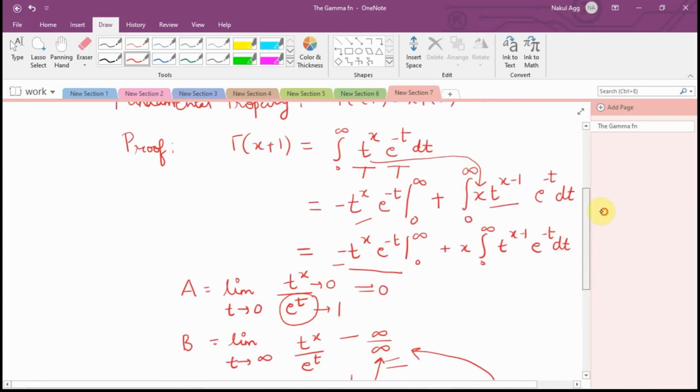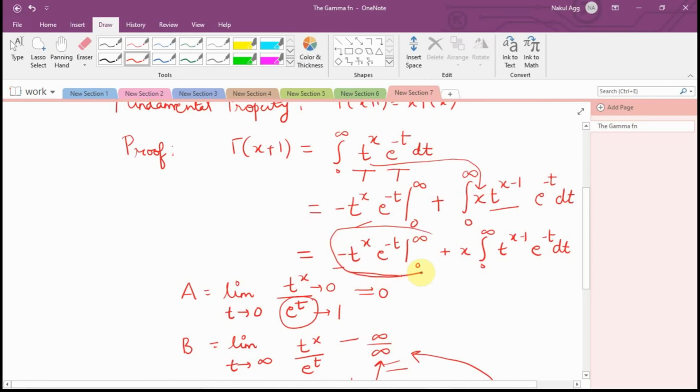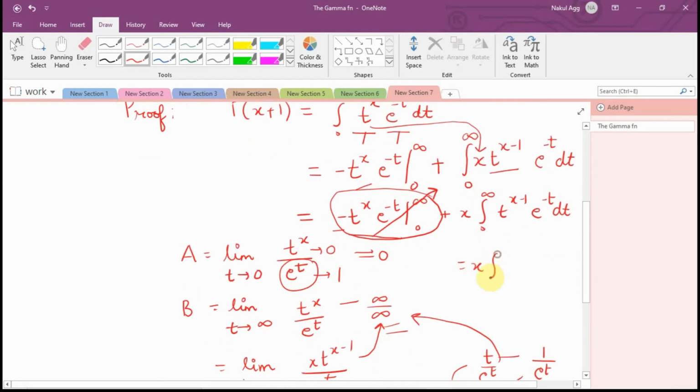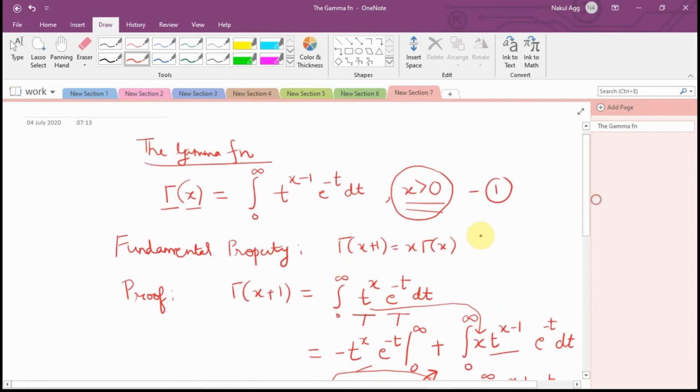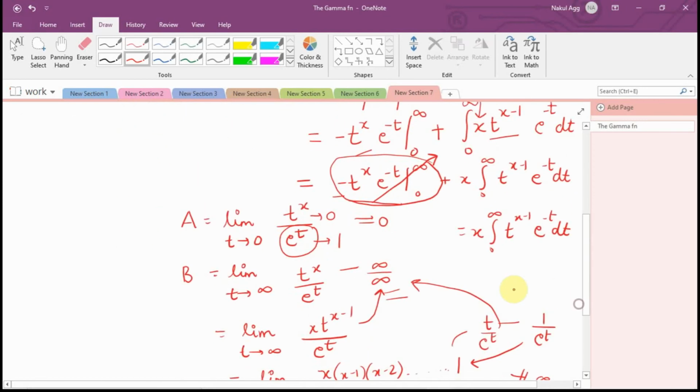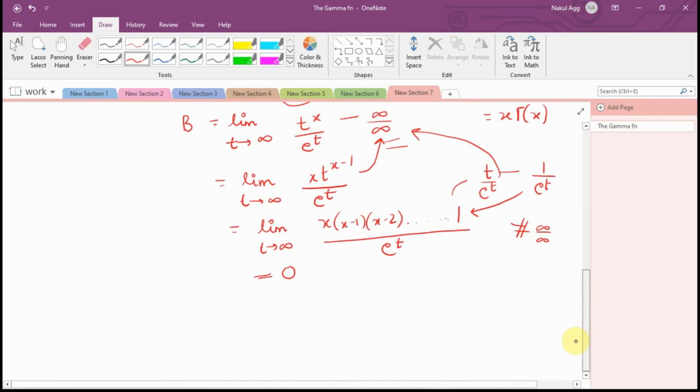So we find that the first term evaluates to 0 at both the endpoints provided x is greater than 0. So it simply is equal to x times the integral from 0 to infinity of t raised to power x minus 1 e raised to power minus t dt. But wait, you see from equation 1, this is the definition of the gamma function. So we have x into gamma of x. Thus we have proved the fundamental property of the gamma function. I will rewrite this again for future reference. So we have gamma of x plus 1 is equal to x times gamma of x.